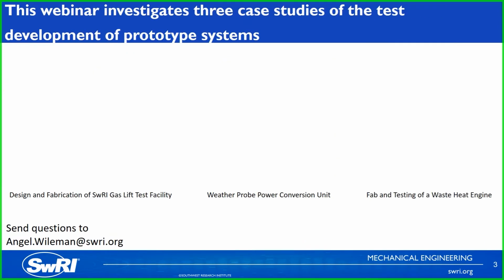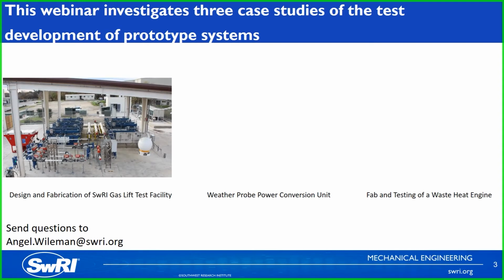So we're going to look at three different case studies, and I'll be pulling examples from each one of these, not really chronological, just based on what lessons learned we had for each of them. The first one is design and fabrication of a gas lift test facility. This one is a little bit different from the other two in that we at SwRI weren't actually involved in the prototype design itself. We were just doing the test setup for that prototype.